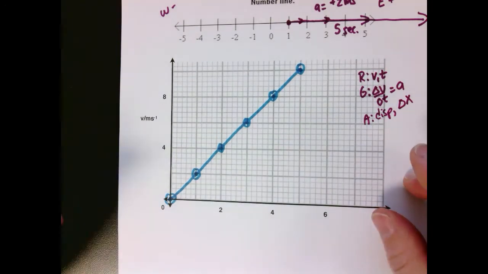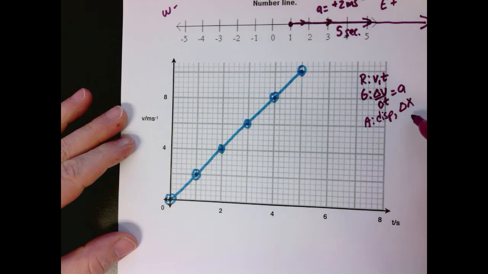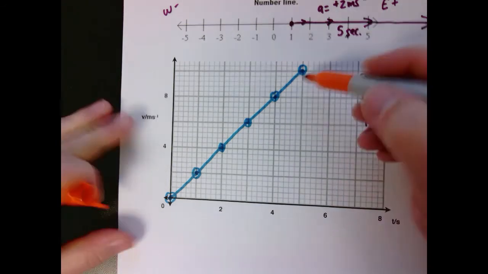So if we want to find the displacement and ultimately the position, we need to find the area. So for the first 5 seconds, we have an area that's underneath a triangle. Underneath the curve is the shape of a triangle.